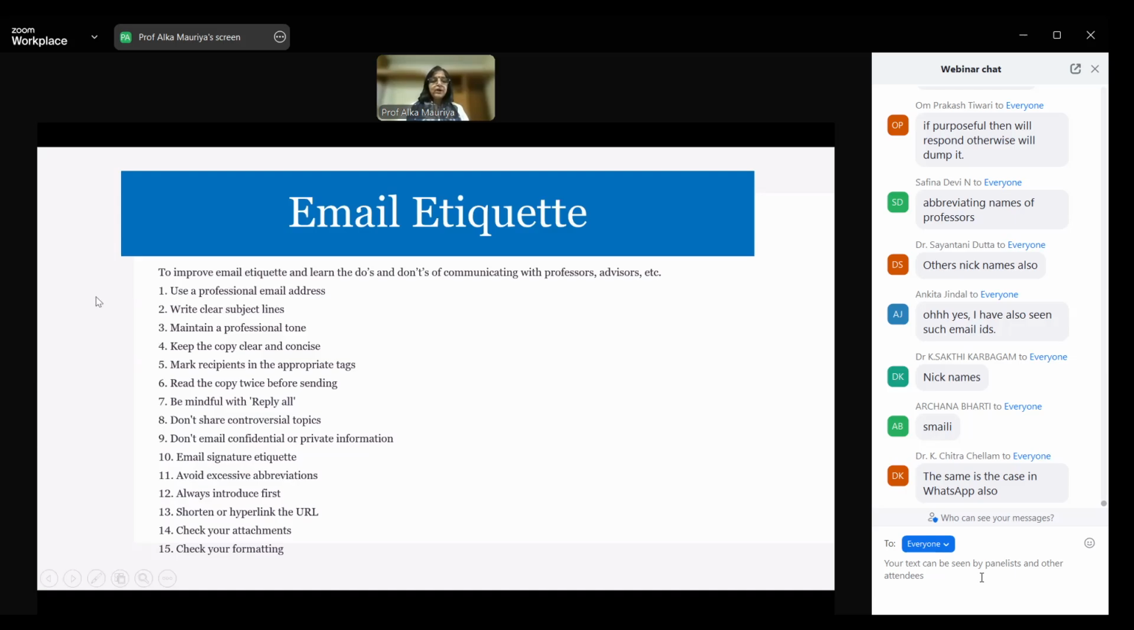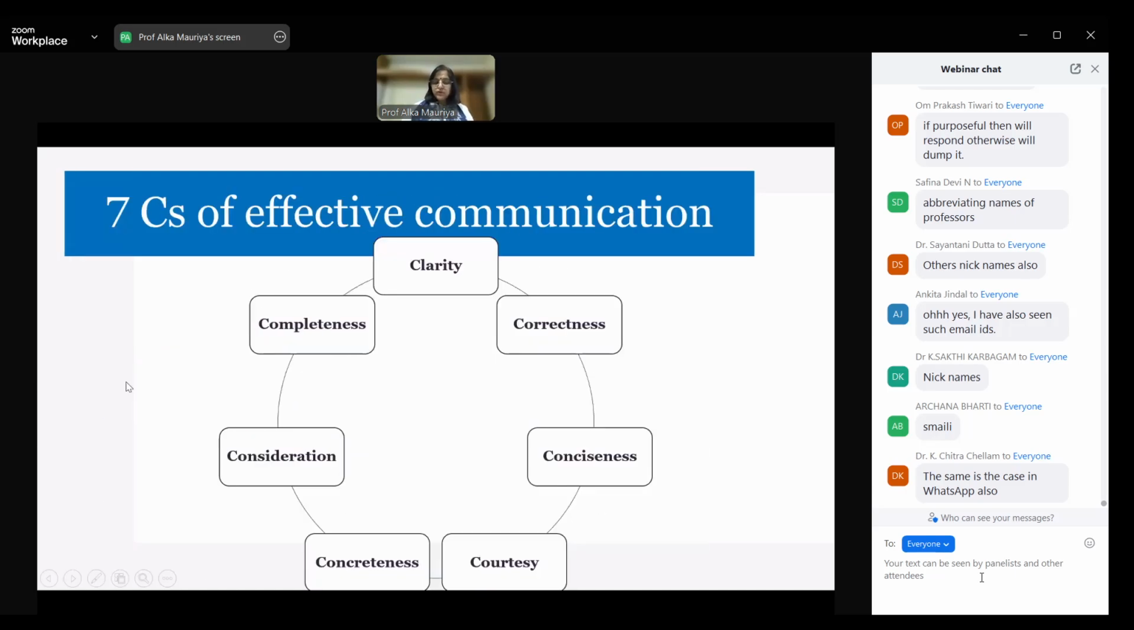Check your formatting. So the last and the most important point of effective communication is the 7 C's, which we should be very clear about whenever we are communicating with someone, right? So these 7 C's are: clarity, correctness, conciseness, courtesy, concreteness, consideration, and completeness. I'll take them one by one, and I've taken appropriate examples to make it clearer and for you to understand why each of these C's is very important.